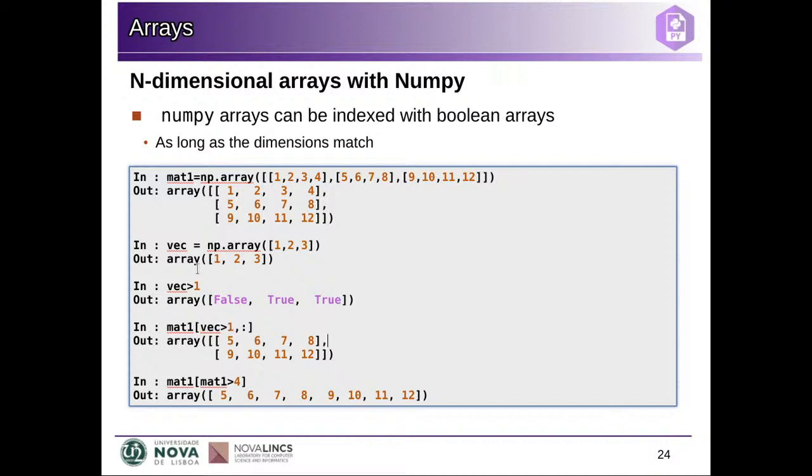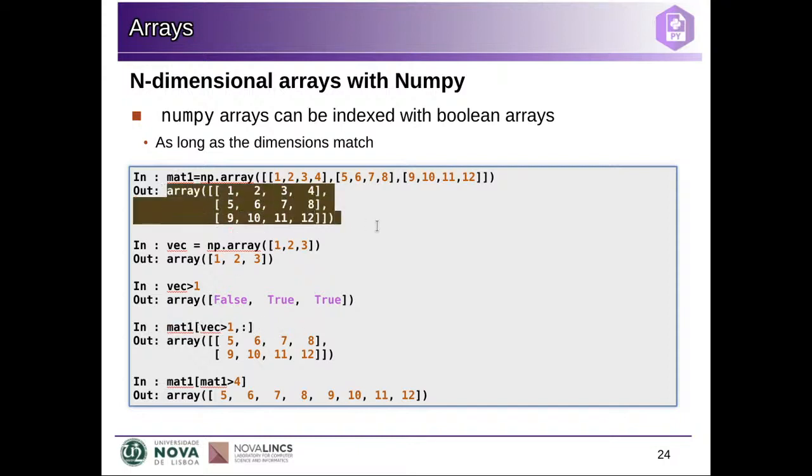So a Boolean array is what you get when you do these kinds of comparisons with the NumPy arrays. For example, this vector is 1, 2, 3, and if I compare it with 1, this vector's larger than 1, I get a false, true, true, because 1 is not larger than 1, but 2 and 3 are. So this is a Boolean array. It's an array, but it does not contain numbers. It contains these Boolean values, true and false. And I can use these arrays to index my other arrays as long as they have the same size.